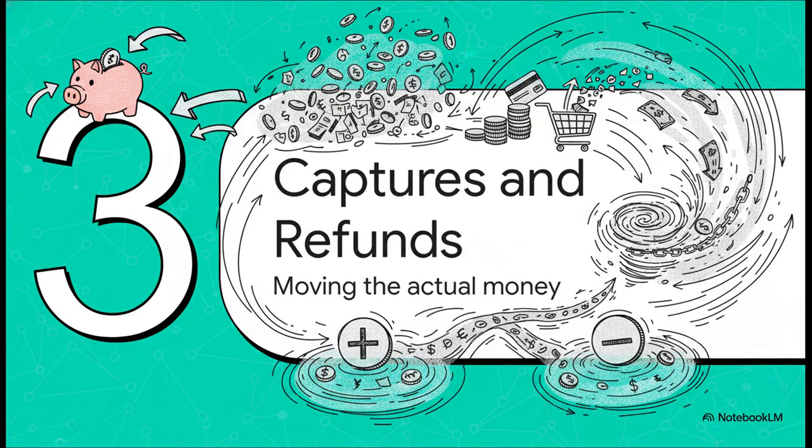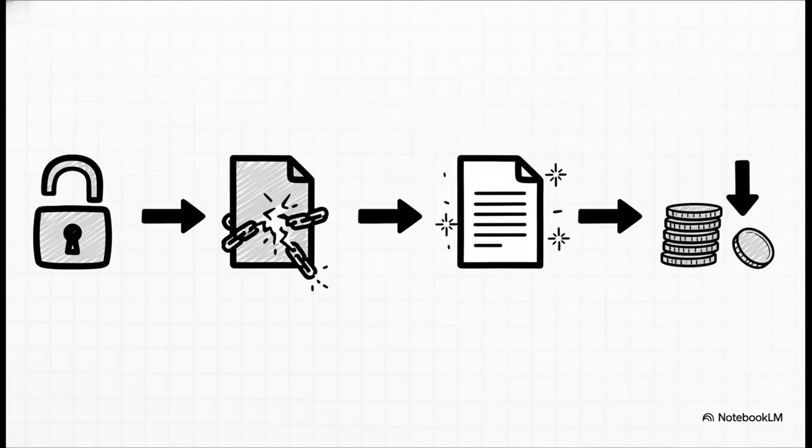All right, Section 3, Captures and Refund Chaos. Holding money is one thing, but moving the actual money is where things get truly wild. See, capturing funds isn't just flipping a Boolean switch in a database. It requires a highly orchestrated atomic ledger update. When an authorization transitions into a capture, 4 distinct things have to happen simultaneously. First, the original authorization status is set to closed. Next, an authorization release transaction is created to free up that temporary hold. Then, a brand new capture transaction object is minted.